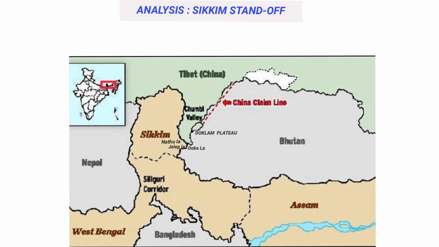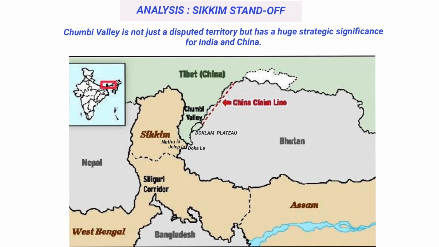Now let's analyze the significance of the Sikkim Standoff or Doklam Standoff. This area is known as Chumbi Valley. This is strategically very important both for India and China. It's a valley in Tibet in the Yadong county, and it is in this valley that the Nathula Pass and Jelepla Pass both open up. This Doklam Plateau here overlooks the Chumbi Valley. Chumbi Valley is not just a disputed territory, but it has a huge strategic significance both for India and China.